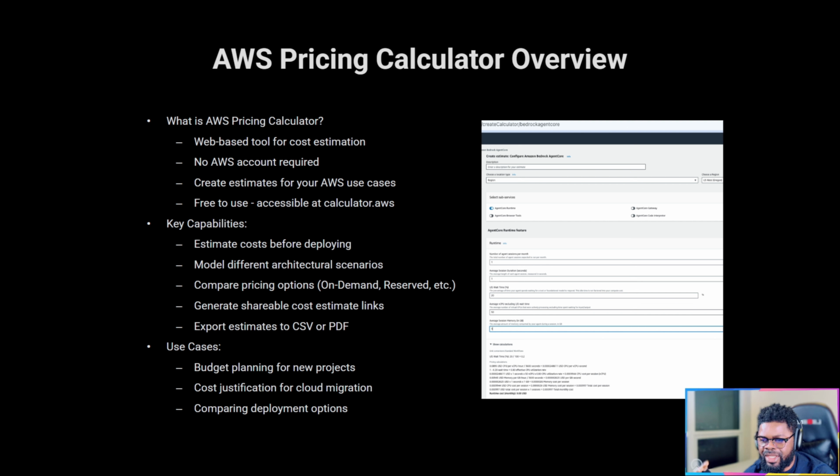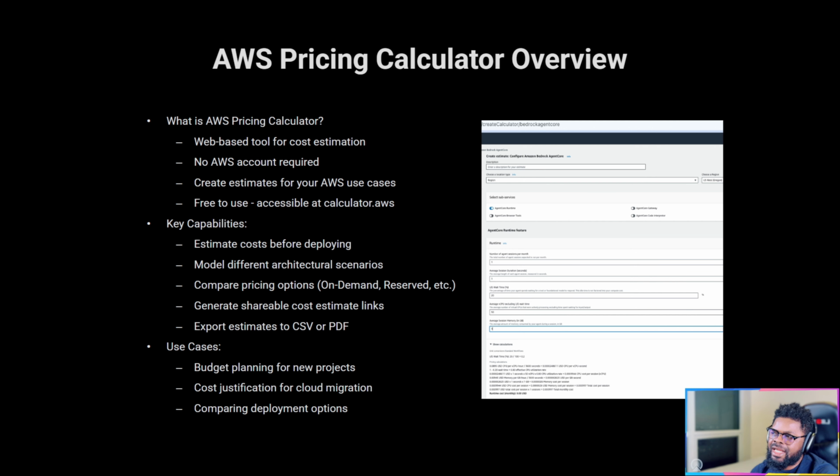The point is, you go there, put the service you're interested in, the region you want to use it. You fill in some parameters, and it can give you an estimated guess of how much it's going to cost you, right? So you don't need to have an AWS account to use it. It's a web tool. You can create estimates, free to use, accessible to all. It's basically calculator.aws. That's the website.